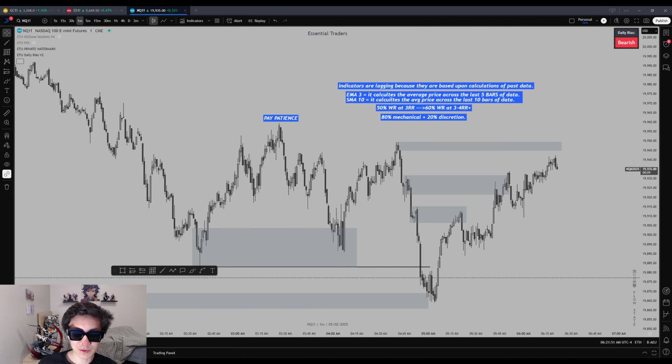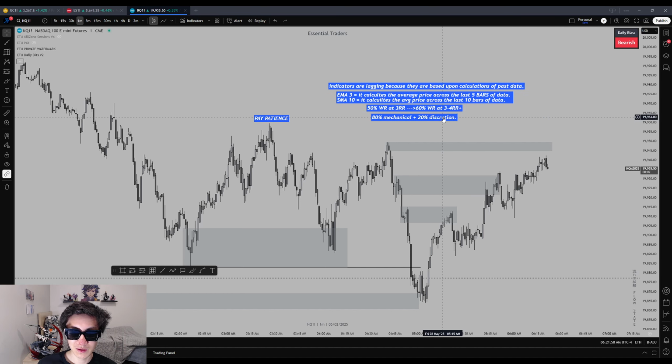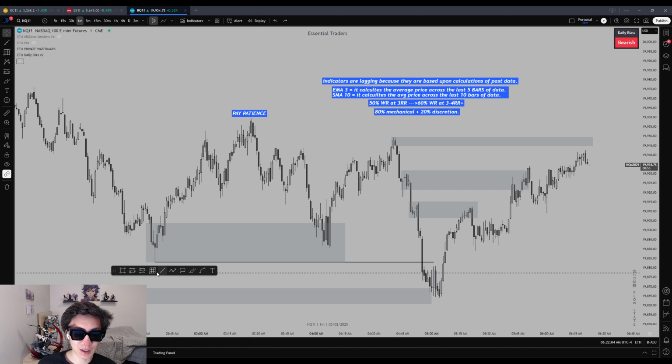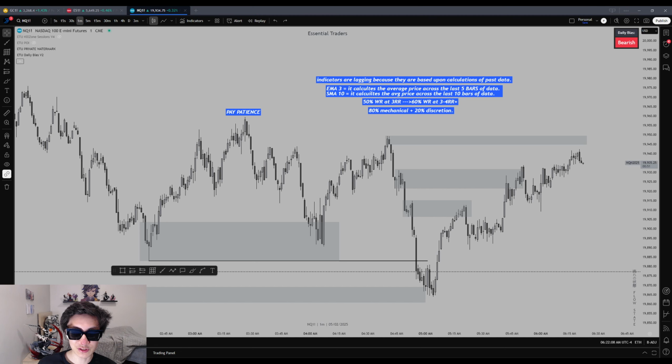So that 20% discretion is coming from what? Pure screen time and market experience. And again, why do I still say 80% mechanical? Well, because I think a lot of things, mainly your entry model, should be 100% mechanical. The discretionary part of the entry model is now what?